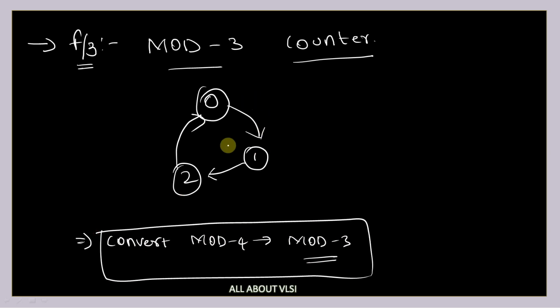Now, how is this mod 3 counter achieving f by 3? Let us try to understand. Before that, let me write down. So my initial state will be equal to 0 0, then the next state will be equal to 0 1, and next it will be equal to 1 0.